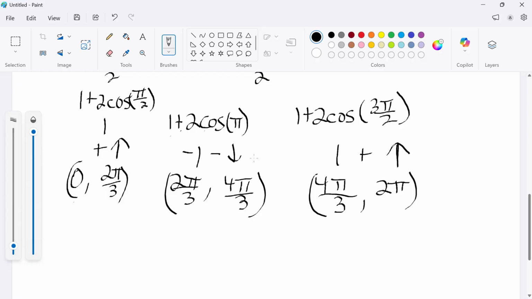So that's it. Increasing from 0 to 2 pi over 3 and 4 pi over 3 to 2 pi. Decreasing from 2 pi over 3 to 4 pi over 3.